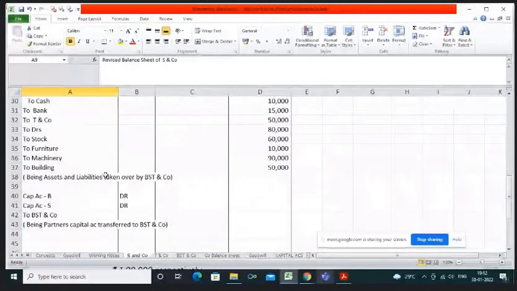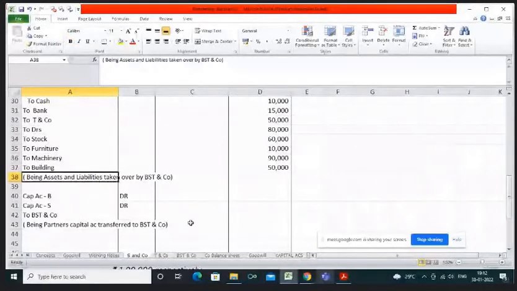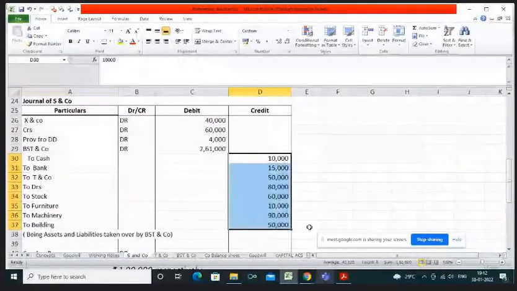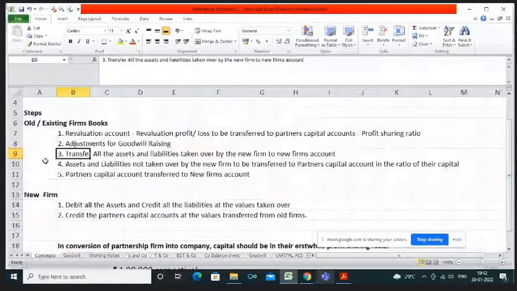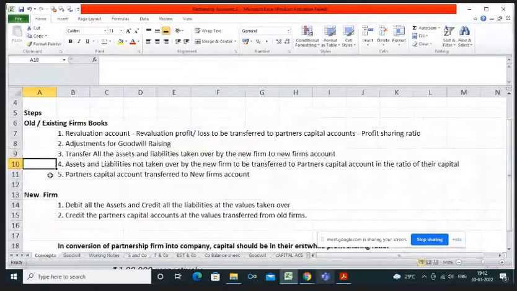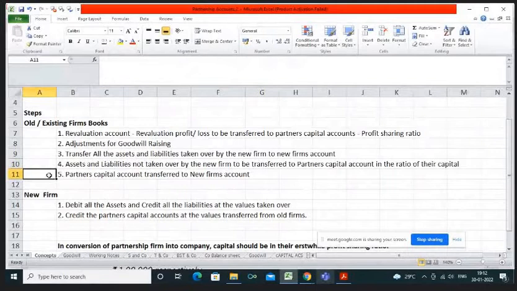So what is the narration? Being assets and liabilities taken over by the BST and Co. If you look at the assets total, 3,65,000, and the liability total, 3,65,000. Now I'm moving on to the next step 4. It is not there in this particular question. All the assets and liabilities are taken over by the new firm. So I'm moving on to step number 5.